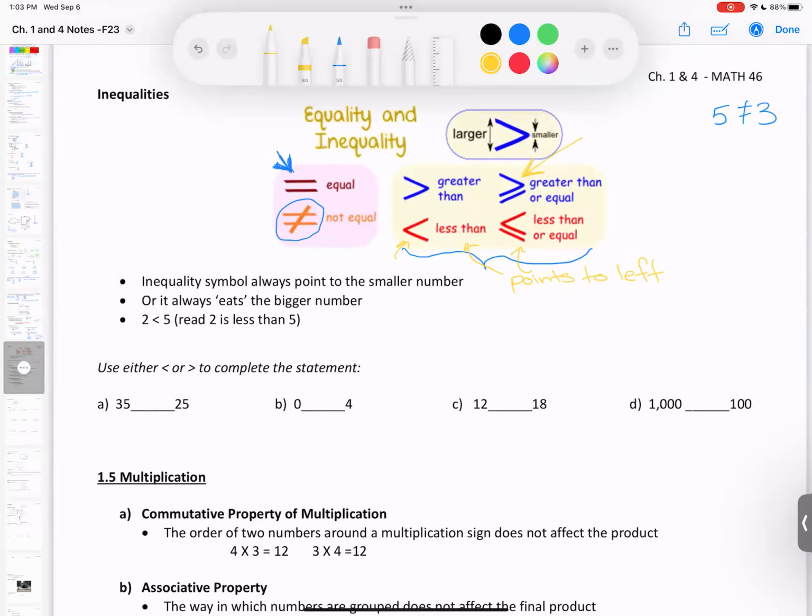Okay. The other way a lot of people like to do these is to think of two ways. Either you're pointing to the smaller number. So let's look at that example A there. So we've got a 35 and a 25, and we want to use either a less than or greater than to complete the statement. Well, we could point to the smaller number like this. And that's also the equally kind of boring way I learned it. However, most of my students like to think of it as this symbol is eating the larger number. So you have an alligator here.